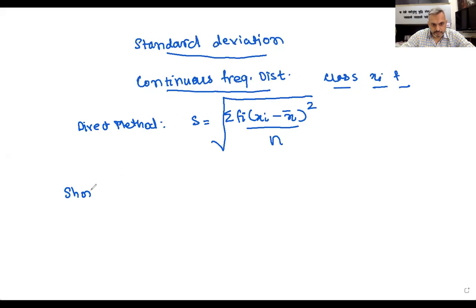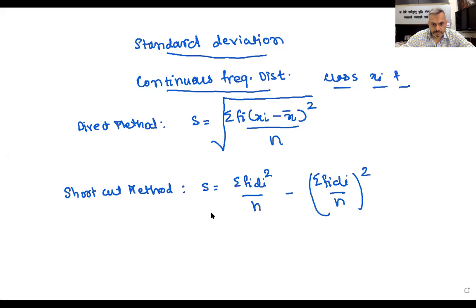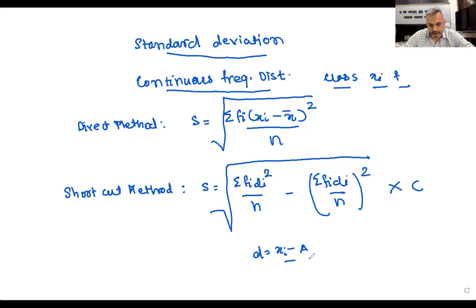And shortcut method, standard deviation is equal to the square root of sigma fi di square upon n minus (sigma fi di upon n) the whole square, into c. Remember, c is taken outside the root. So under root only till here and then outside into c. C is the class length. Over here d is equal to (xi minus a) upon c. So please write the formula once again.